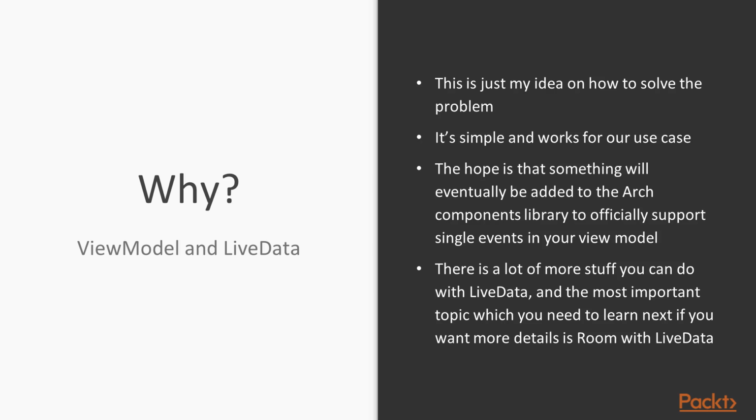Why view model and live data? This is just my idea on how to solve the problem. It's simple and works for our use case. I hope this is something that will eventually be added to the Architecture Components library to officially support single events in your view model. There is a lot more you can do with live data, and the most important topic which you need to learn next if you want more detail is Room with live data.